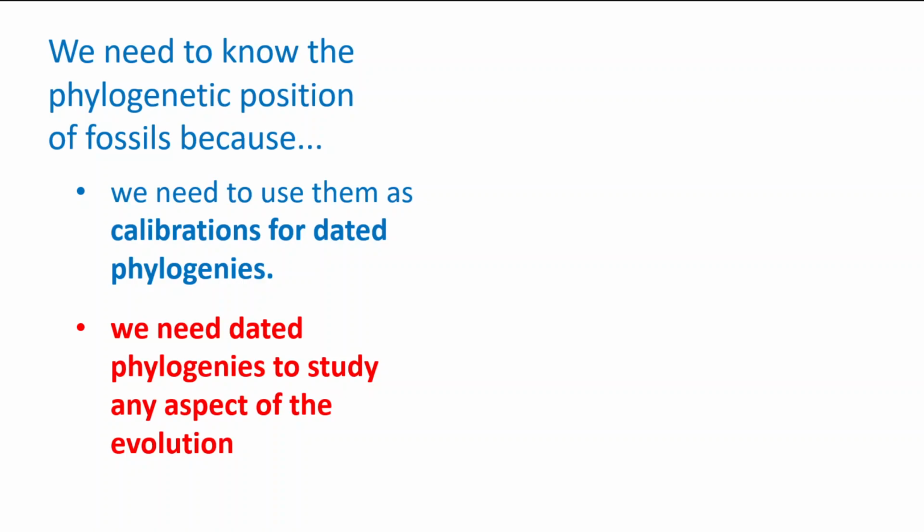So why do we actually need it? Why do we need to know the phylogenetic position of the fossil? Because we are curious and we want to understand the diversity of beetles in the past, but in reality, the direct usage of the fossils very often is that they are used for calibrations for dated phylogenies, because we need dated phylogenies to study any aspects of evolution.